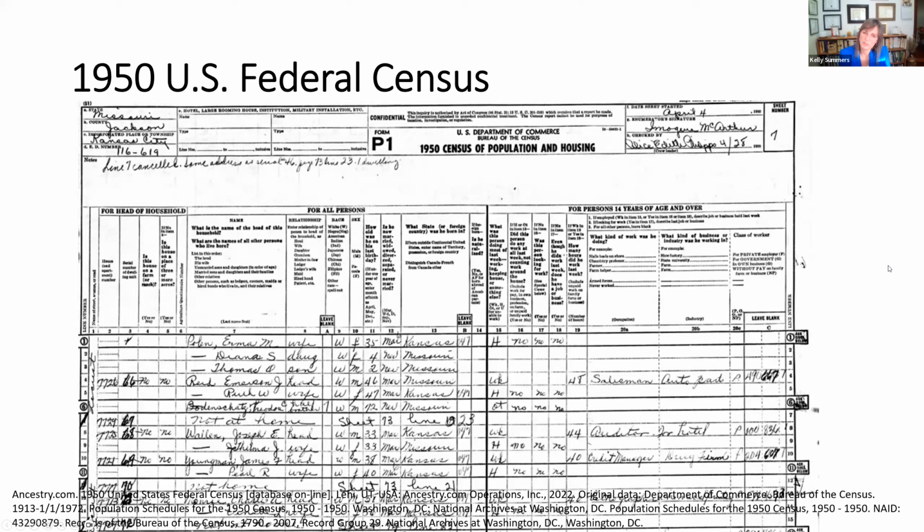The 1950 census, which is the last census that we have available to us right now online. Again, similar questions. This one is laid out in a similar format. We have household, relationship, race, gender, age, and birthplace, and occupation over here.